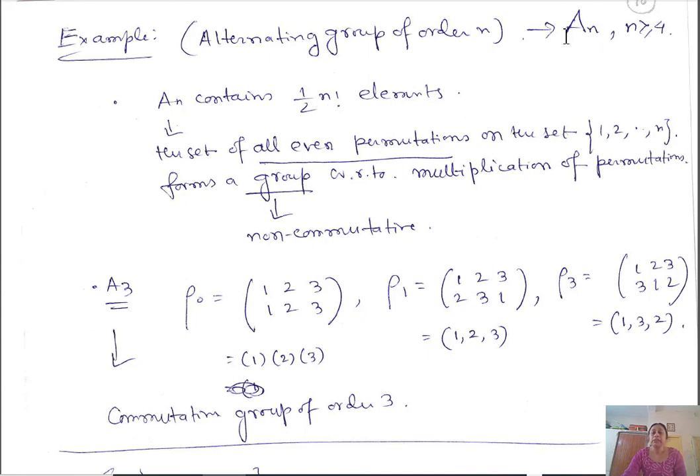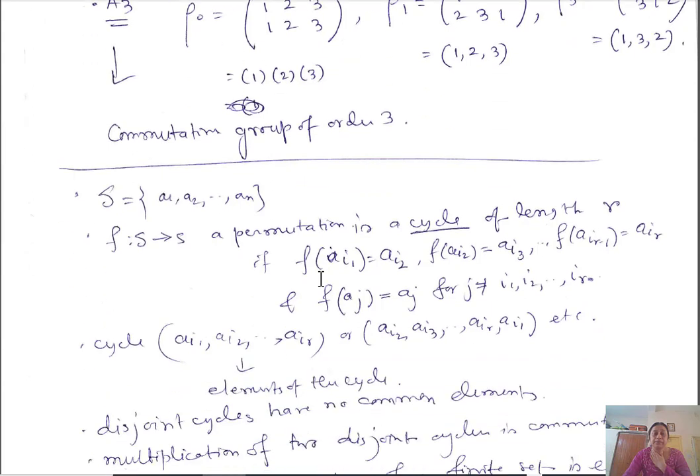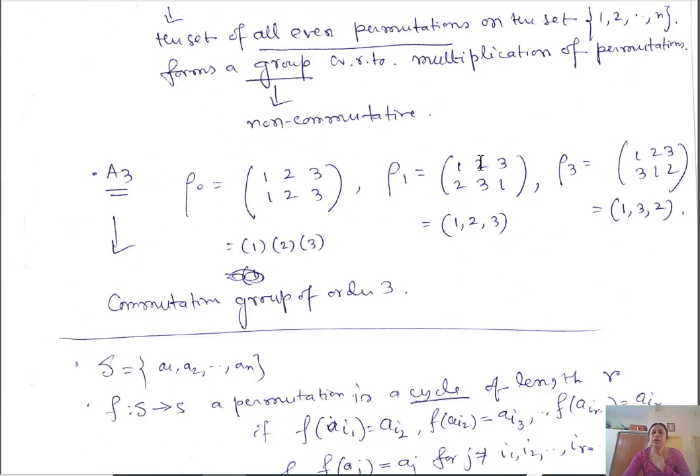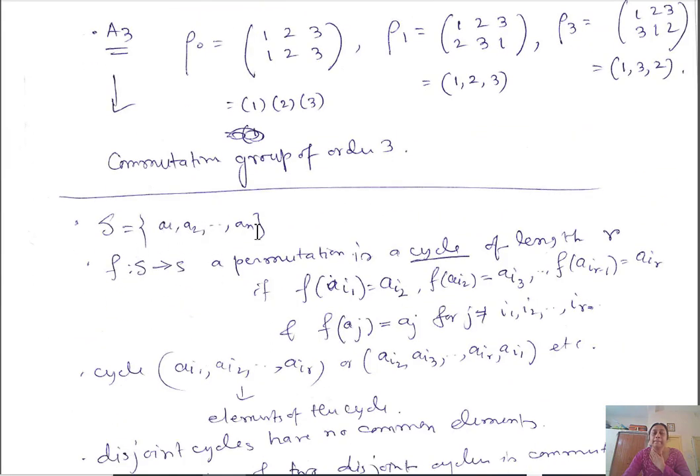That many elements in it. Okay, now what do we mean by even permutation and odd permutation? Let us discuss those parts. So S is the set, suppose a finite set. Instead of 1 to n, I am taking a1 to an.